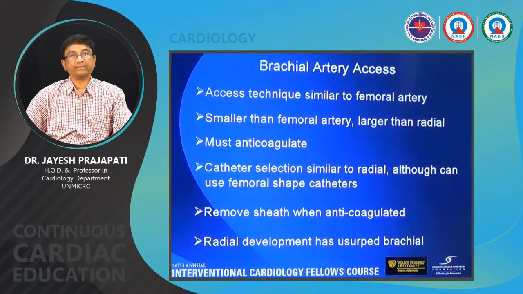So the access technique is similar to femoral artery, smaller than femoral artery but larger than radial. You must anticoagulate. Catheter selection is similar to radial, although for the left brachial you can do it the same way, like with femoral catheters. But one thing, after the procedure you have to remove the sheath and always palpate the radial pulse once the brachial has been done.